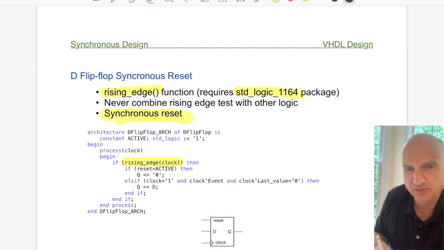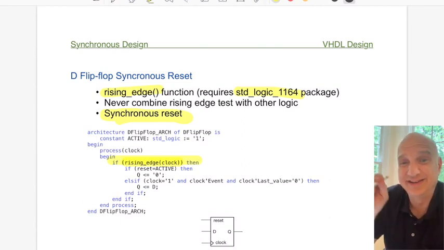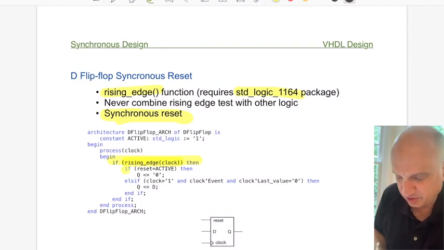So for the synchronous reset, you need to understand how that works. Basically, we check for the rising edge first. Remember, synchronous means it is synchronized to the clock. So we check the rising edge first, and then we look to see if the reset value is set. As soon as the clock edge has been detected, the first thing I do is say, hey, is the reset signal active? If it is, I clear it. If it's not, then I check for the rising edge of the clock.